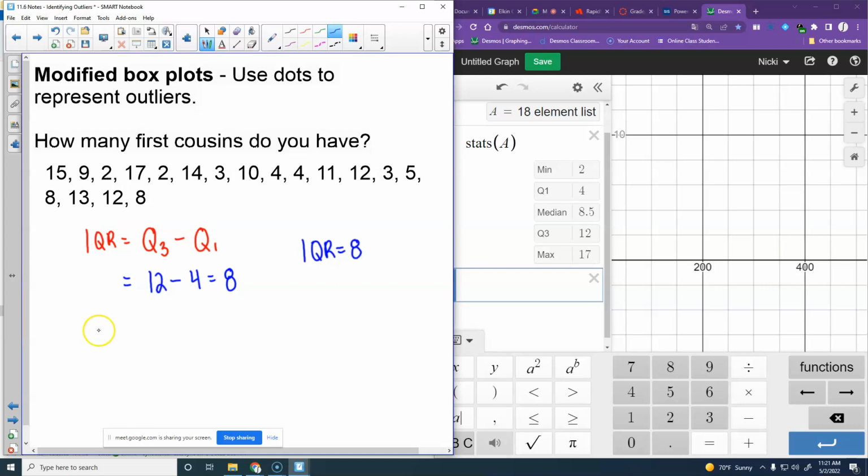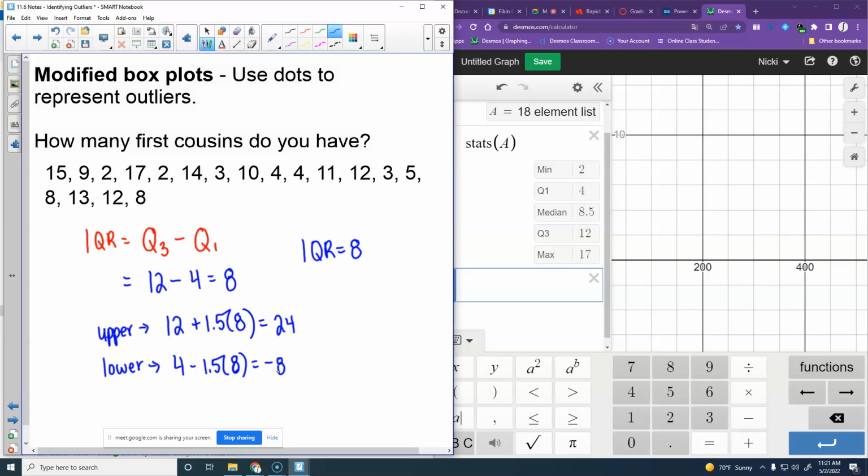Okay, so Cameron, for our upper limit, what are we going to do for this data set? 12 plus 1.5 times 8. Okay, what do I get? 24. Do we have any upper outliers? No. All right, lower. Katie, how do I find the lower? And what do you get? -8. No one has -8 cousins, right? Ever. So we do not have any outliers.